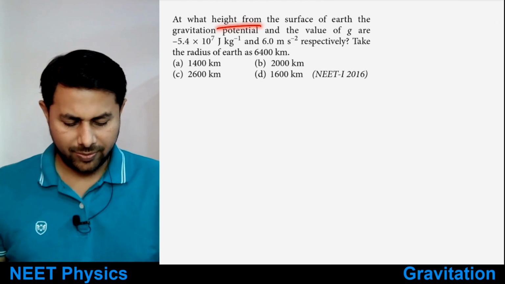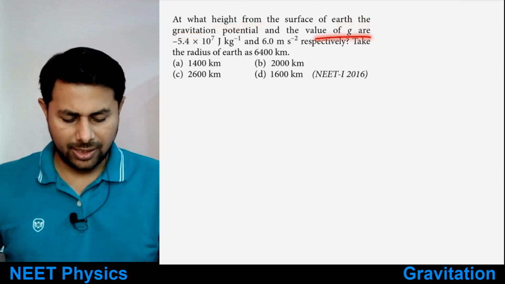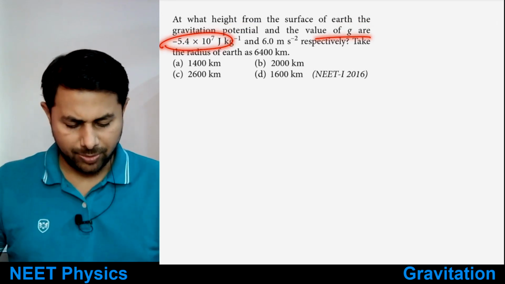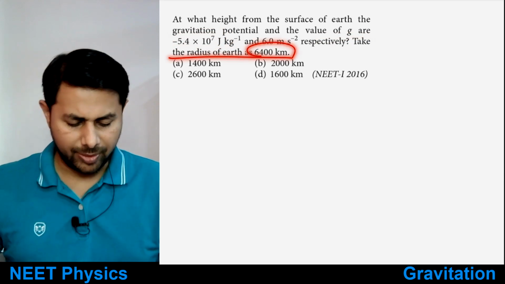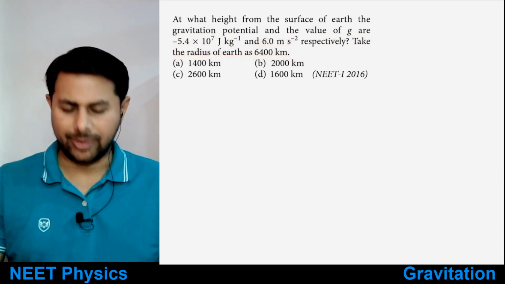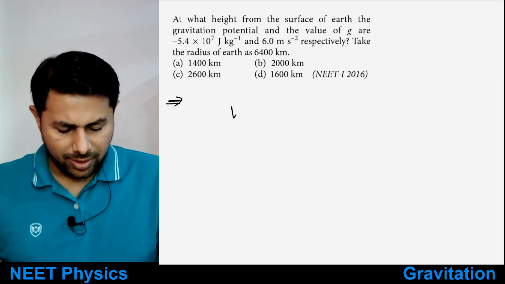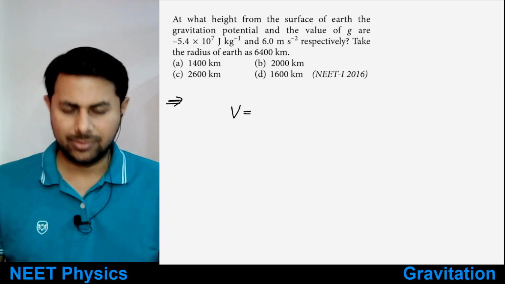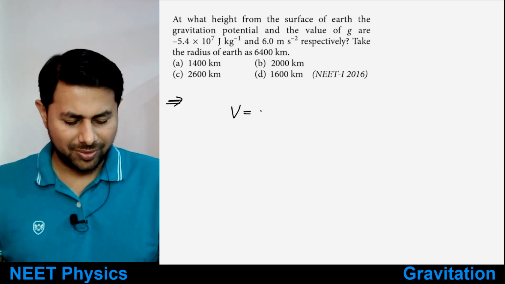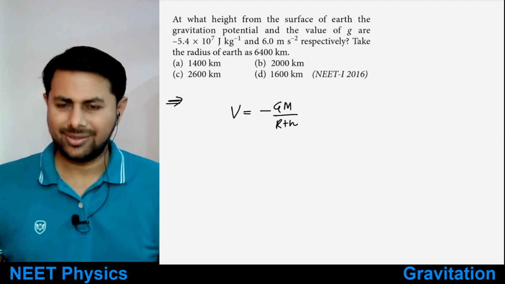At what height from the surface of Earth are the gravitational potential and the value of g, respectively, these values? Take the radius of Earth as 6400 kilometers. So V is equal to, let's use the formula, minus GM divided by R plus H, right?